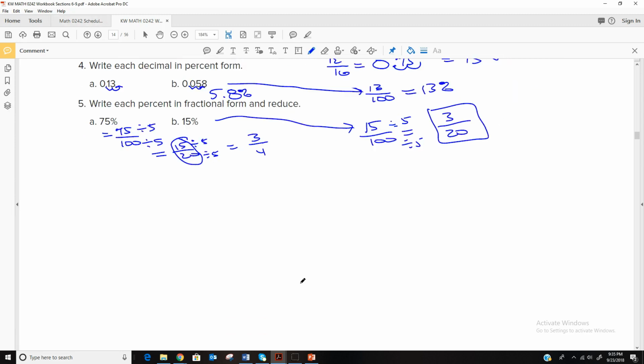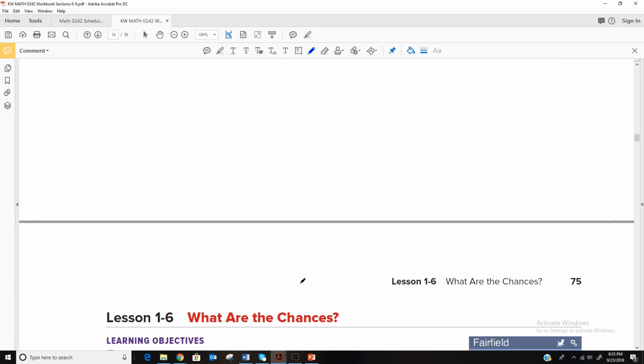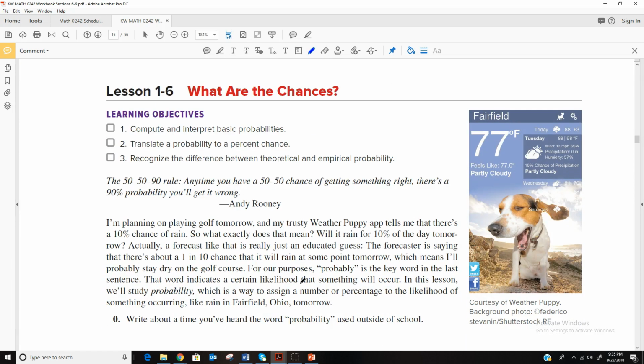So I'm going to pause at this point, and we're going to pick up with the video with lesson 1/6 in the book that we're borrowing from, but for our class, it's section 7.